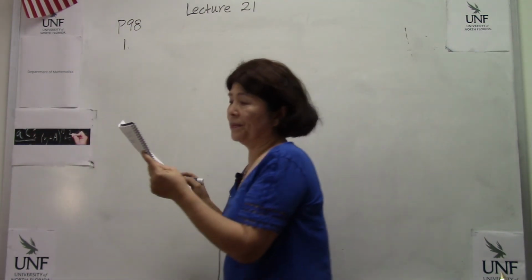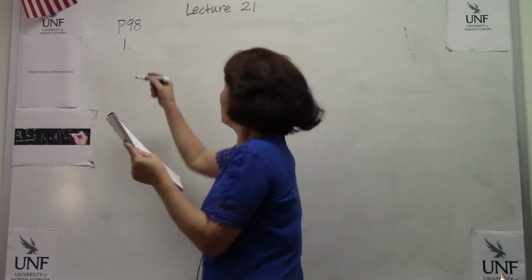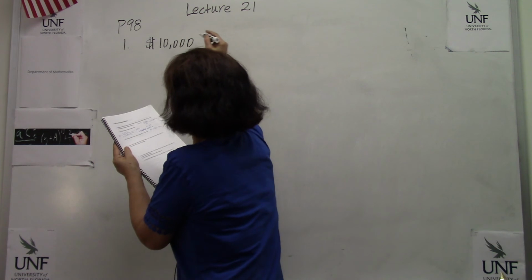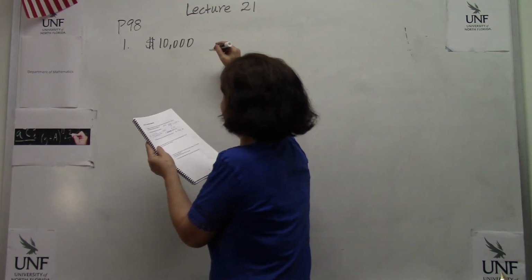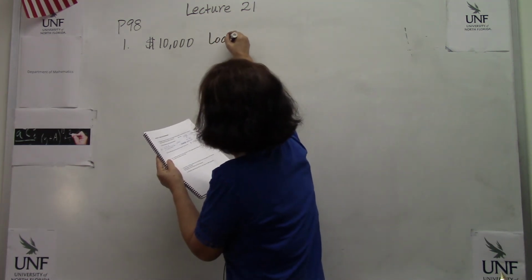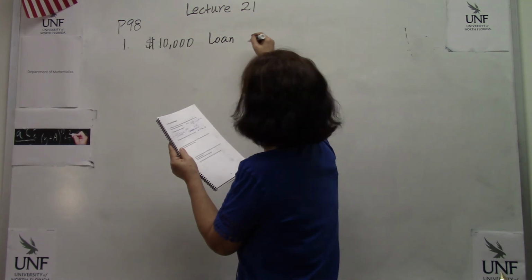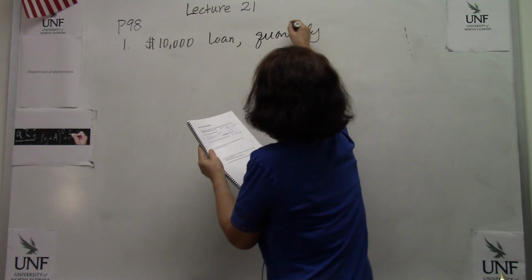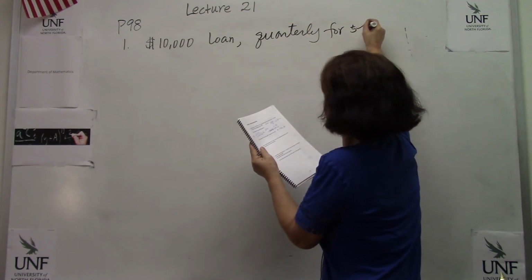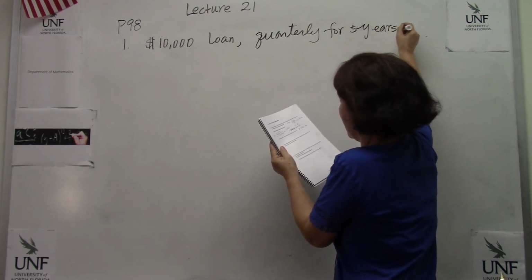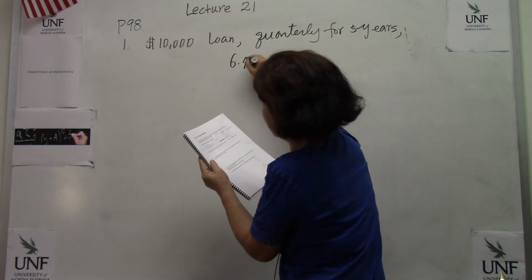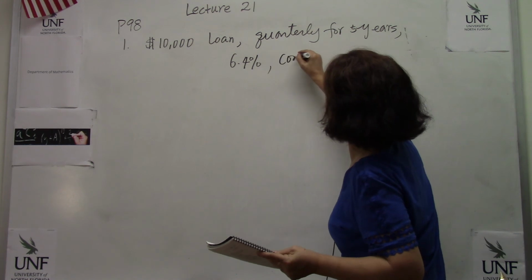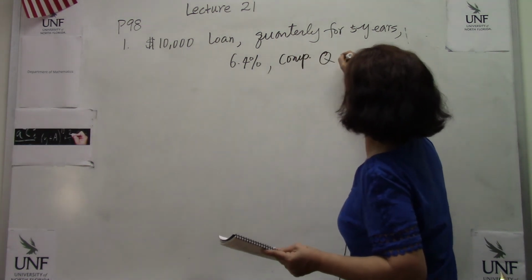Number 1 problem. A business loan of $10,000 is to be repaid with quarterly payments. This one is the original loan amount, okay, with quarterly payments for 5 years at 6.4%. Interest compounded quarterly, of course. Compounded quarterly.